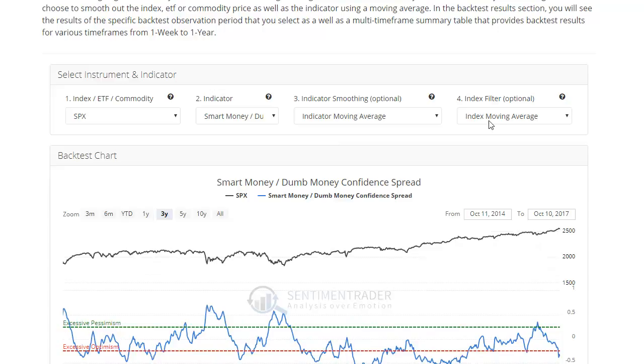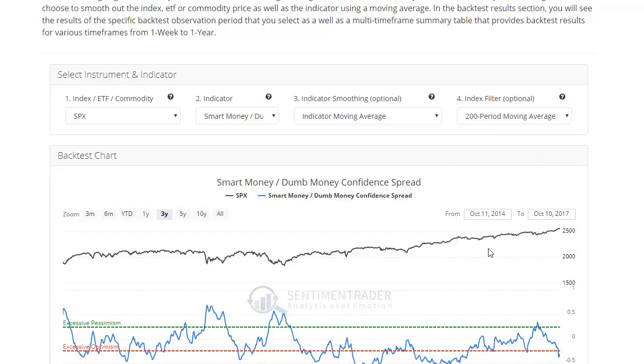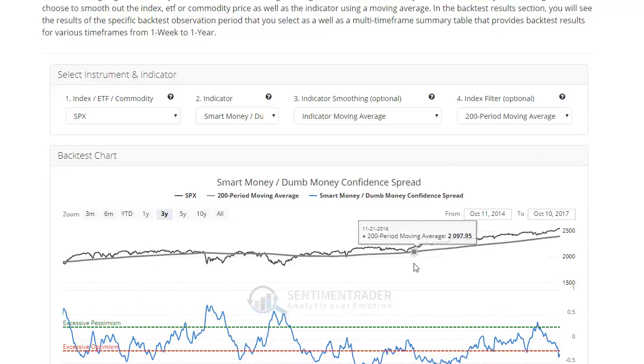The index filter is new. Eric has added that in the past week. So what this allows you to do is test the indicator when the market is above or below a certain moving average. So say we're going to look at long-term uptrends. So we'll choose the 200 period moving average. It'll plot that on the chart. And what that does is it'll force the backtesting engine to only take signals when the S&P 500 is trading above its 200-day moving average.